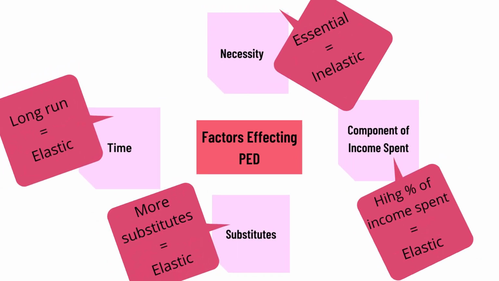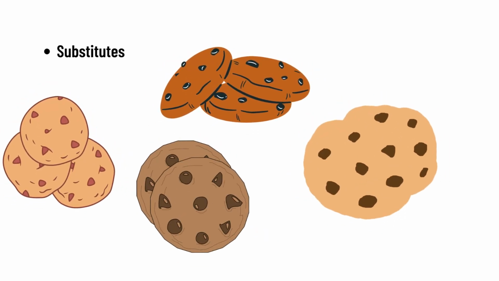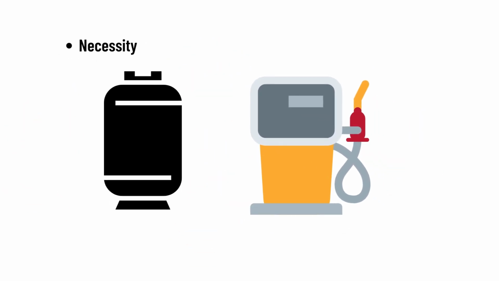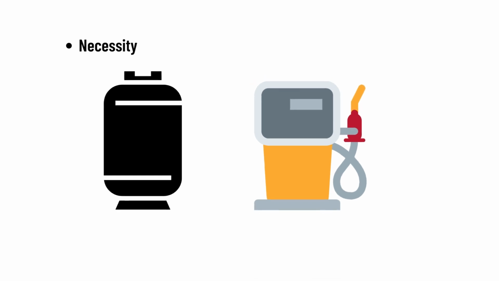Let us look at the factors affecting price elasticity of demand. Number 1, substitutes. If a person has lots of substitutes for a product and has no difficulty in finding those, he will easily move to another product. Example, cookie, ice cream. Such a product will have an elastic demand. Number 2, necessity. If the product is an essential item, then the impact on demand will be less compared to a price change. Example, fuel. Such a product will be considered inelastic.